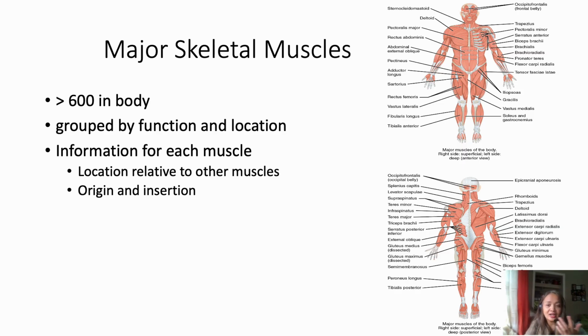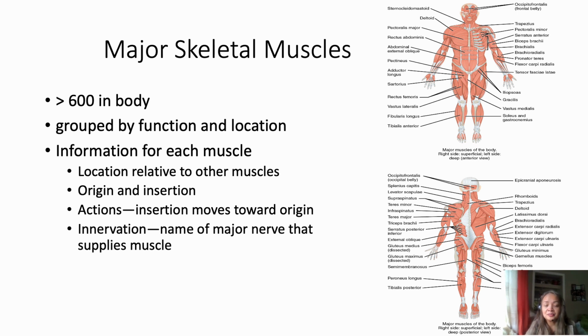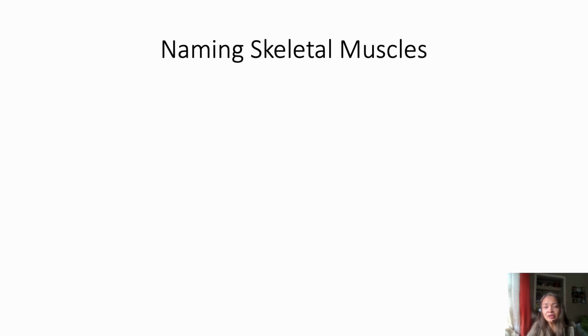So let's go back. When we study muscle, aside from knowing origin and insertions, we have to know its actions. And again, even if you don't memorize that, if you know the insertion and the origin, you could just imagine the insertion moving towards the origin. Also, in a typical anatomy and physiology class, we have to name the major nerve or the innervation of a muscle.